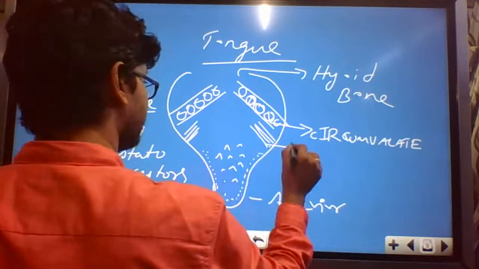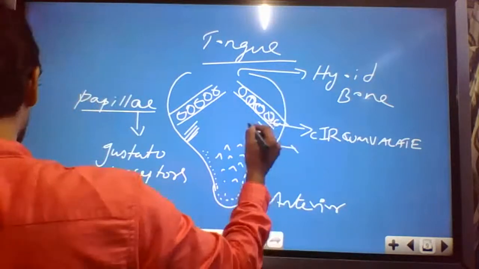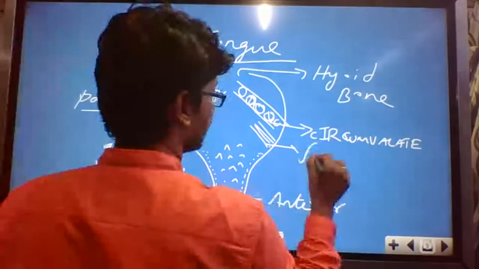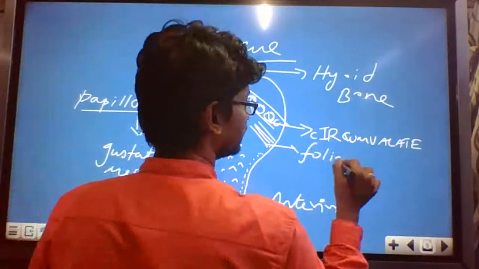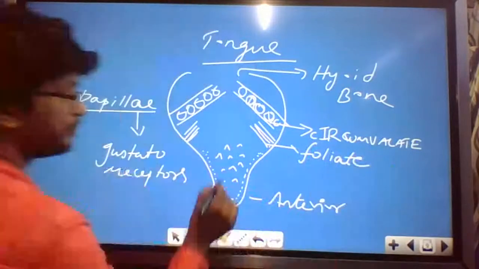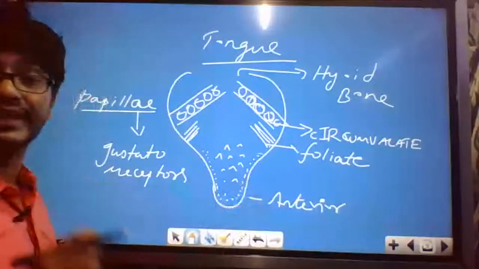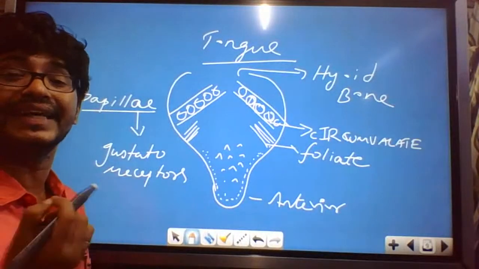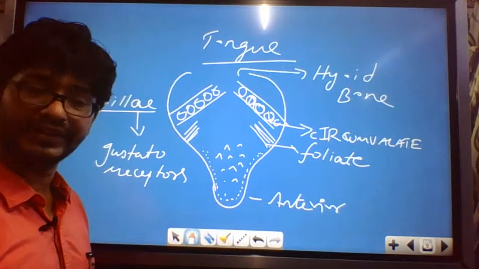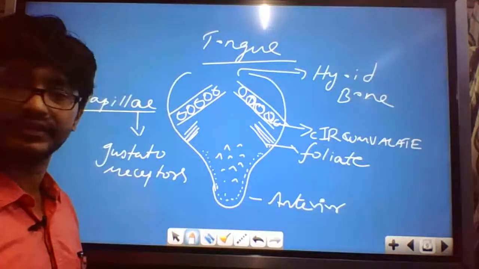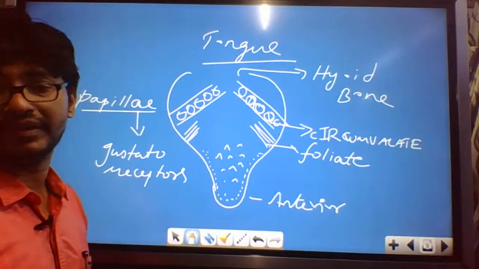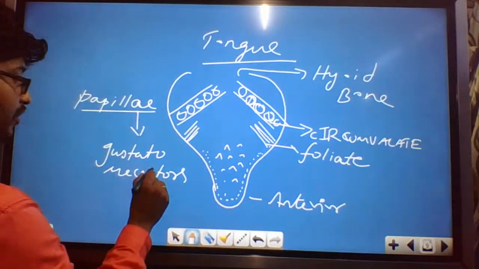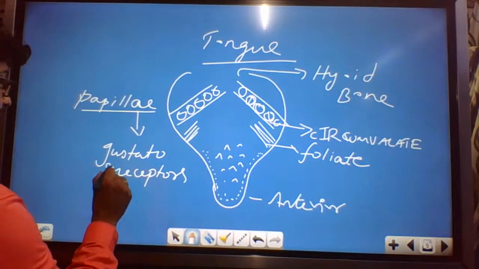Beneath the circumvallate papillae, we have another type of papillae, called foliate papillae. All the papillae have gustatoreceptors, which are responsible for identifying taste. There are also thermoreceptors and chemoreceptors, many receptors. The receptors that identify taste are called gustatoreceptors.